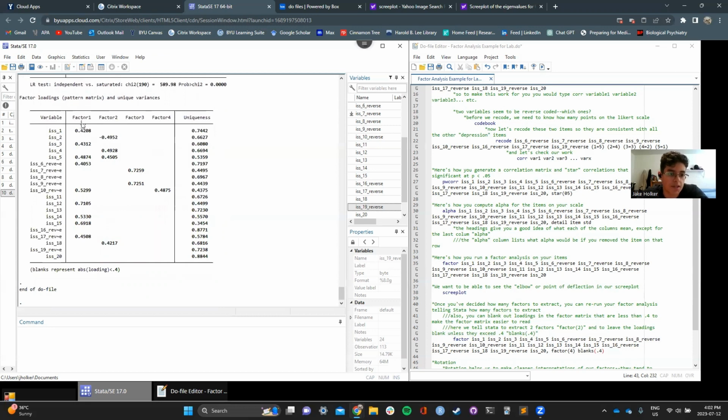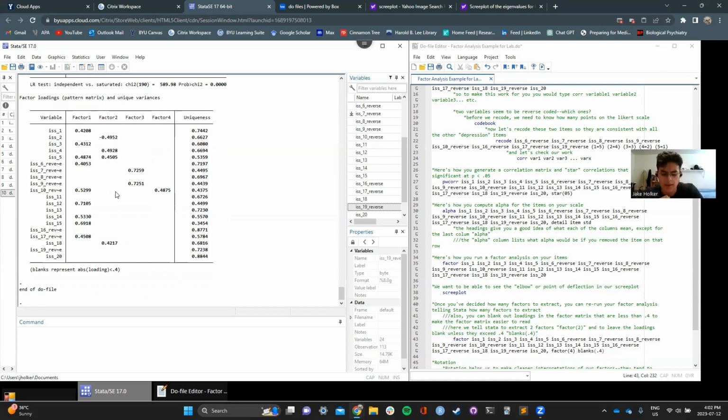So as we can see here, item 1 correlates pretty well with factor 1 with a correlation coefficient of 0.4208, item 3 with 0.43, and so on and so forth. Now, one thing that you're probably wondering is, how do we determine what these factors are?